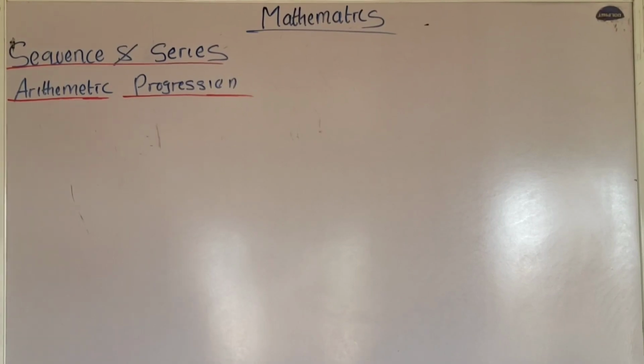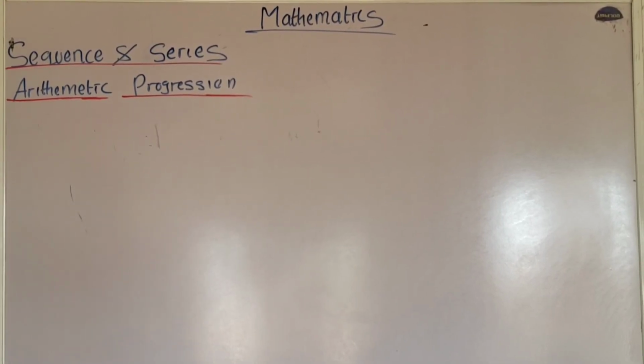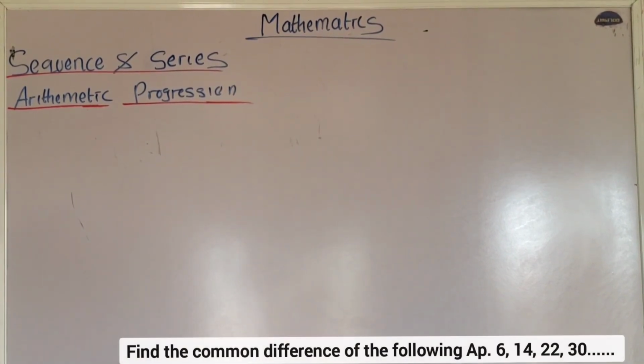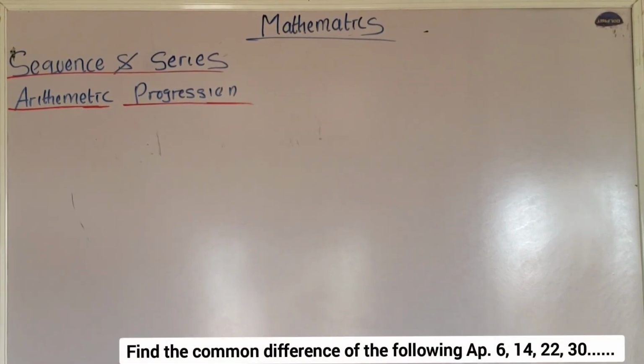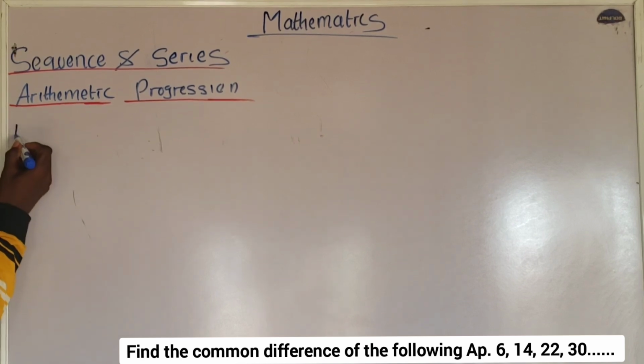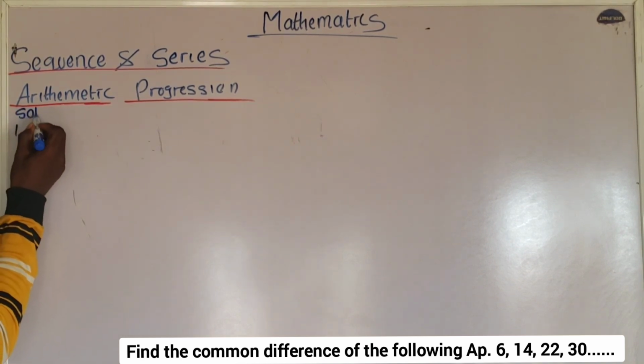In this class, we're going to go over questions on arithmetic progression. Okay, let's start with the first question. Find the common difference in the following AP. We have 6, 14, 22, and 30. Solution.